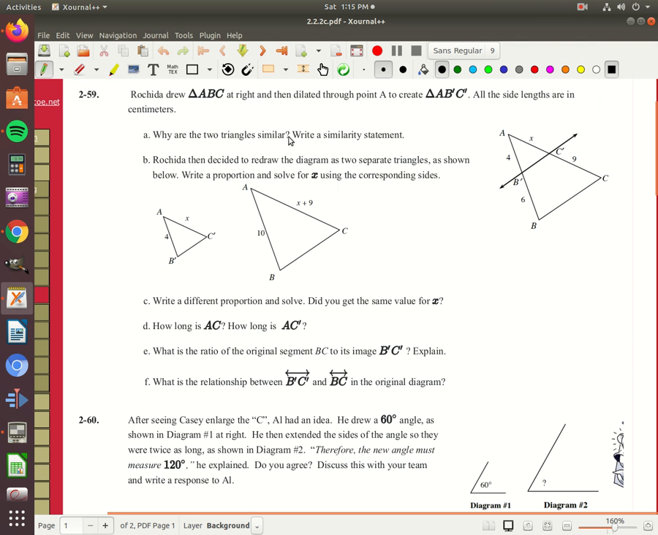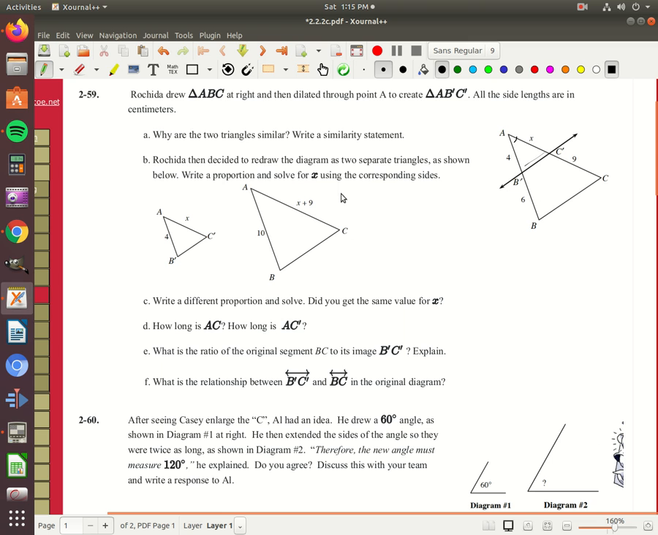Rashida drew triangle ABC at right and then dilated through point A to create A prime, B prime, C prime. So first she had the big triangle, then she sort of cut it in half. All the lengths are in centimeters. So why are the two triangles similar? Well, we know they're similar because of angle similarity, right? We know here that we have angle similarity. It's just the same thing cut in half if these lines are parallel.